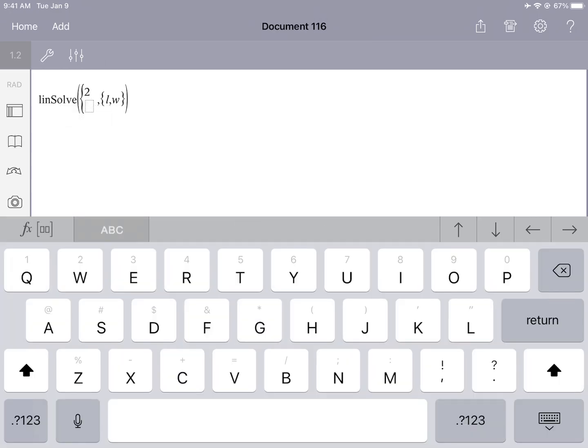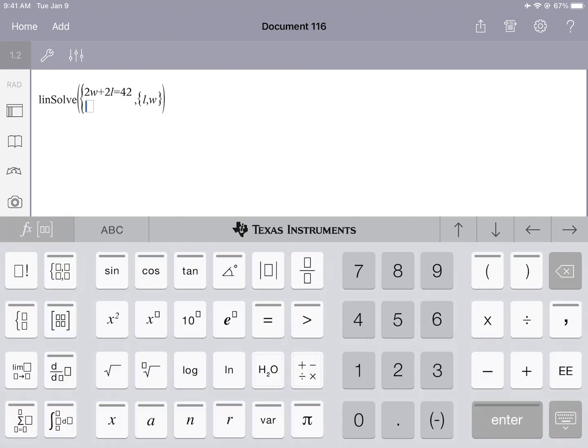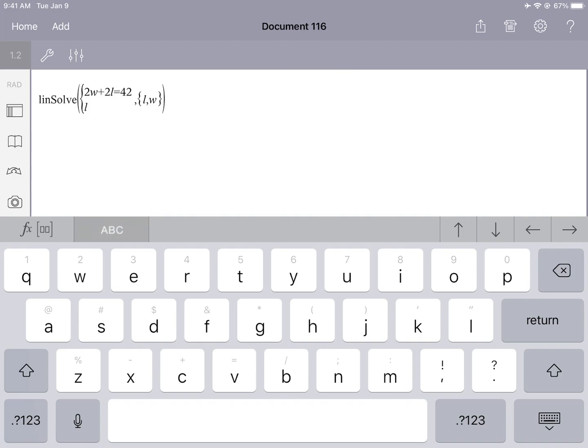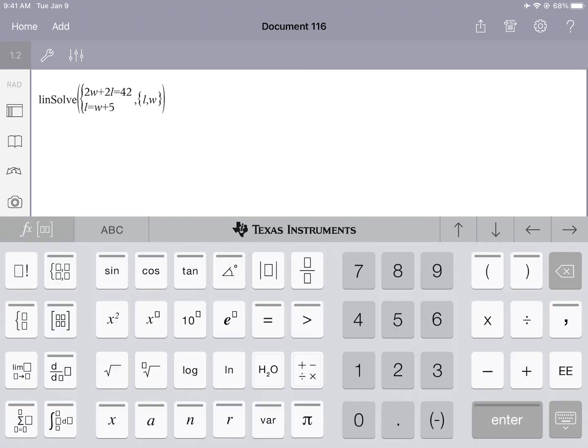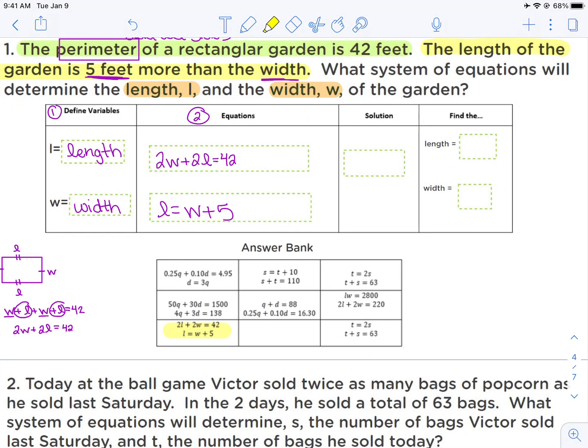So I have 2W plus 2L, and it equaled 42. My second equation was the length equals the width plus 5. We typed it in exactly like what we wrote down. My length is the first one of the answer. My width is going to be the second one of the answer. So then all I have to do is hit enter, and it gives me the answer, 13, 8. So when I go back to the notes for the solution, I'm going to write it just like that.